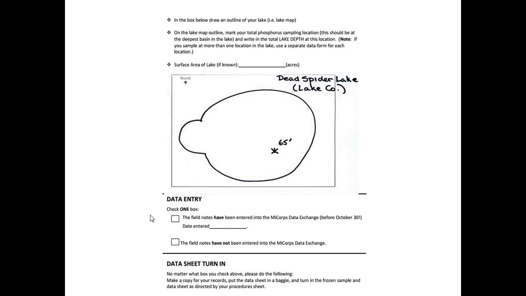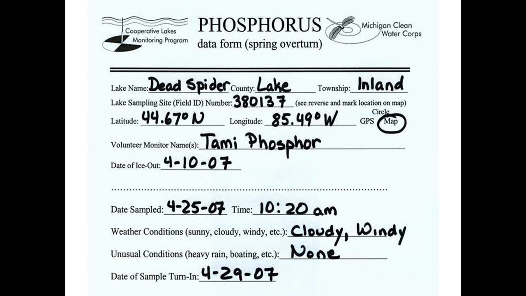One question that people ask is, I don't know what my phosphorus measurement is because all I did was take a water sample, so what data could I have to enter? The answer is this information on the front side of your data sheet. If you go into the data exchange, there will be a place for you to enter this information. And then when we have your sample back from the lab, we'll match your information with the sample, and it will all go into the data exchange together.